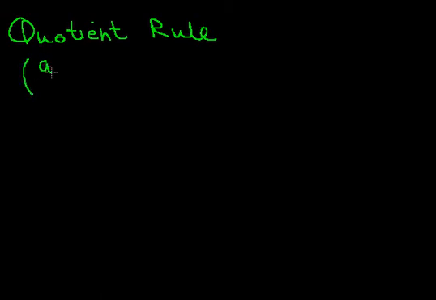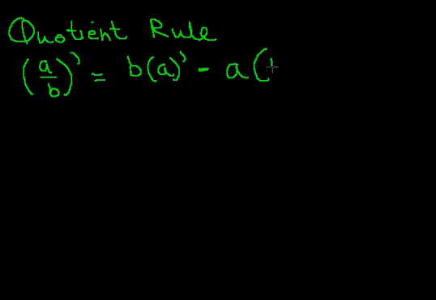Hello and welcome back. So now I'm going to introduce you to the quotient rule. The quotient rule says if you had (A over B) prime, that equals B times A prime minus A times B prime, all over B squared.